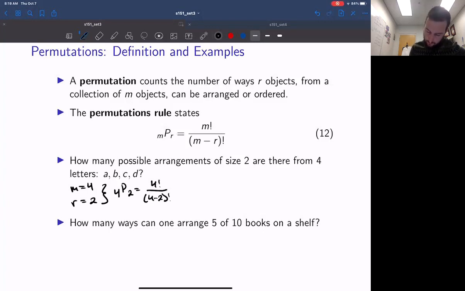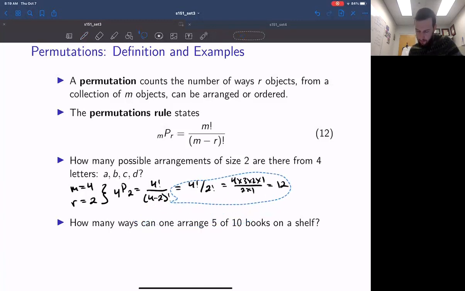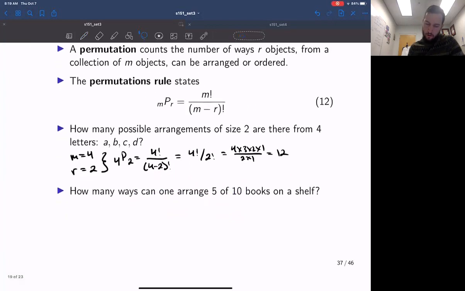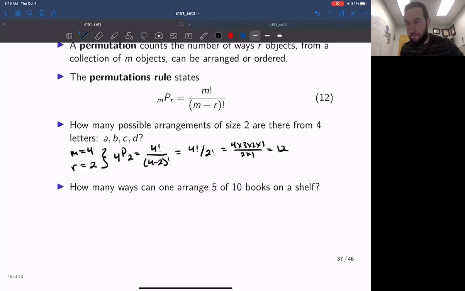Okay, and this is equal to 4 factorial divided by 2 factorial, which is equal to 4 times 3 times 2 times 1 over 2 times 1, which is 12. Okay, so what are these 12 different arrangements?